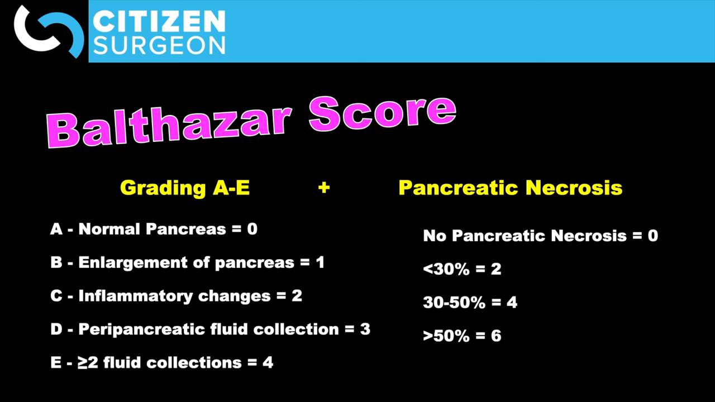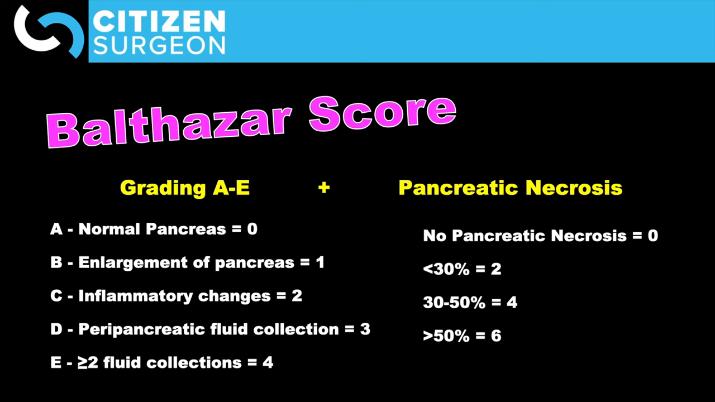Now I'm going to put up the scoring system right here, and you can see that if we have an A grade, that is a normal pancreas, that gets a score of 0. A B grade is enlargement of the pancreas, a score of 1. C is inflammatory changes, that's a score of 2. A D is a peripancreatic fluid collection, so we defined that earlier, okay, that gives you a score of 3. And an E is greater or equal to 2 collections, that gives you a score of 4.